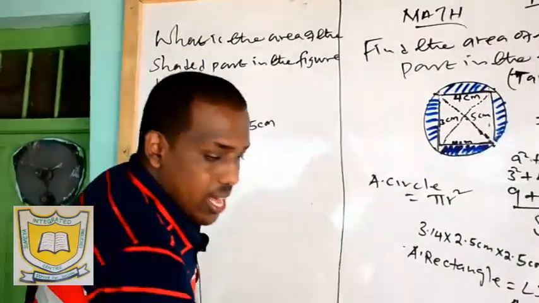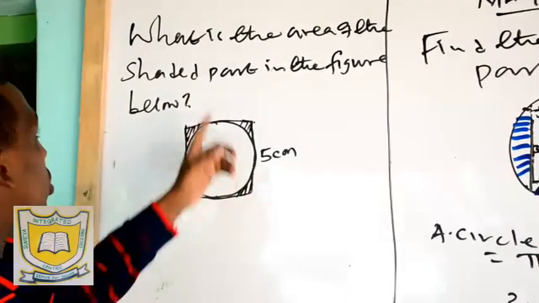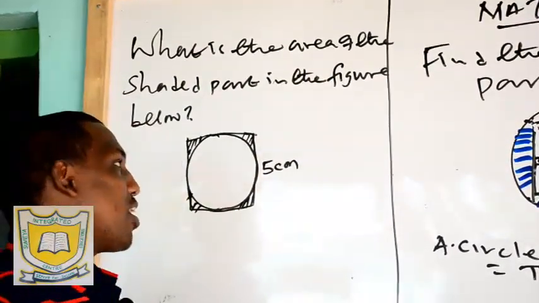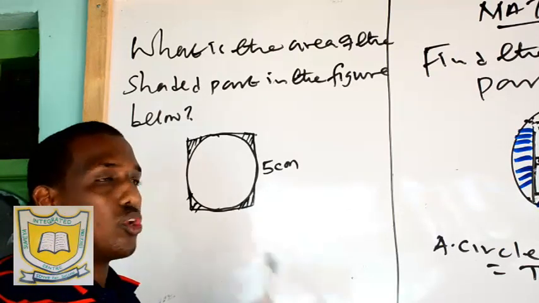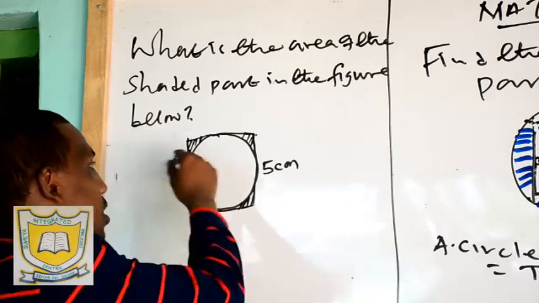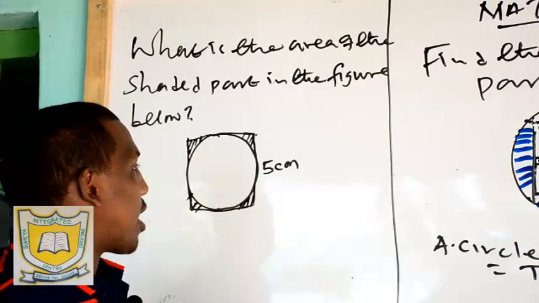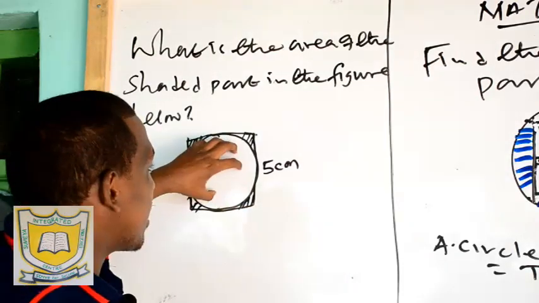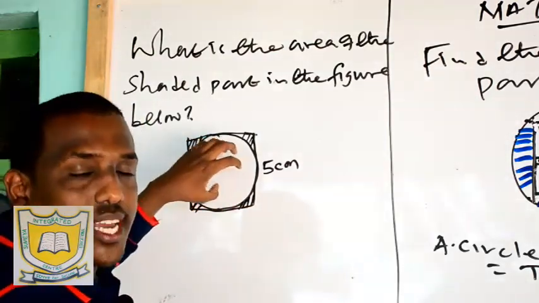Here there's also another question. You are told, what is the area of the shaded part in the figure below? Here we have a square. The side is 5, and we have the circle which was inscribed inside the square.